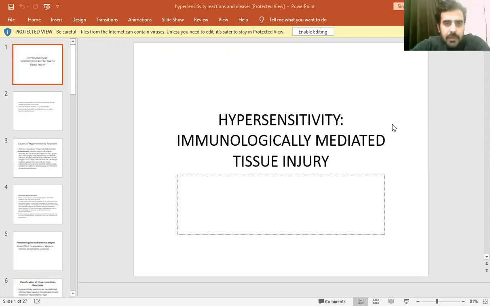We know that our body's immune system reacts to all the antigens that try to enter our body, or to allergic substances, and responds against them with various reactions. We include these in the hypersensitivity reactions, and the diseases caused by those reactions we call hypersensitivity diseases, or immunologically mediated tissue injury or diseases. So let's start.